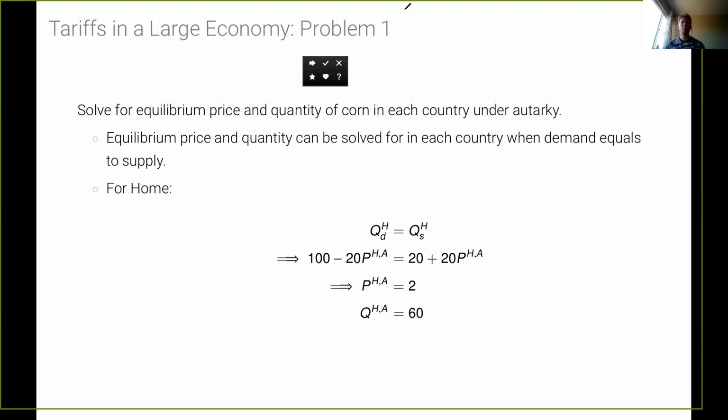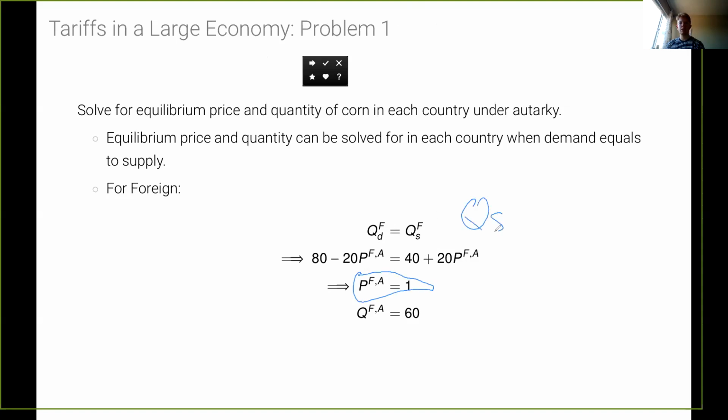Okay, and now we can also do the same for foreign. For foreign, that's going to look the same. We're just going to set foreign's demand equal to its supply. Then we can manipulate things to figure out that foreign's price is going to be equal to 1. And if we plug a price of 1 into either the supply equation or the demand equation, what we should get is that the quantity supplied and demanded is going to be equal to 60.